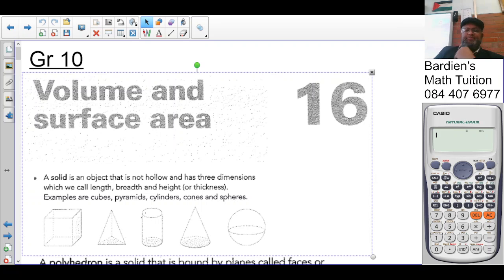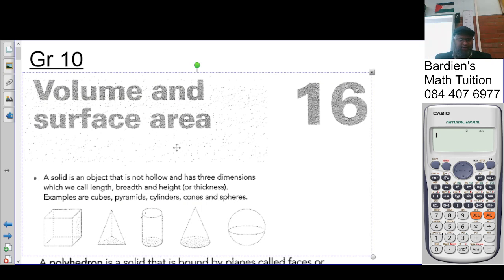Very good morning, class. This is our last lesson on volume and surface area today. At this point you have completed the division exercise, not so?